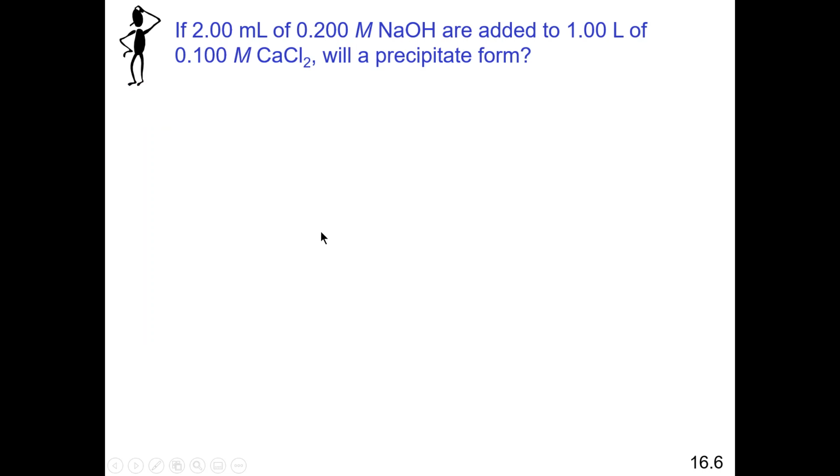Okay, let's look at this example. Not an example of calculating the solubility. This one is an example where you can actually predict whether or not a precipitate is formed when you add two solutions that could potentially form a precipitate.